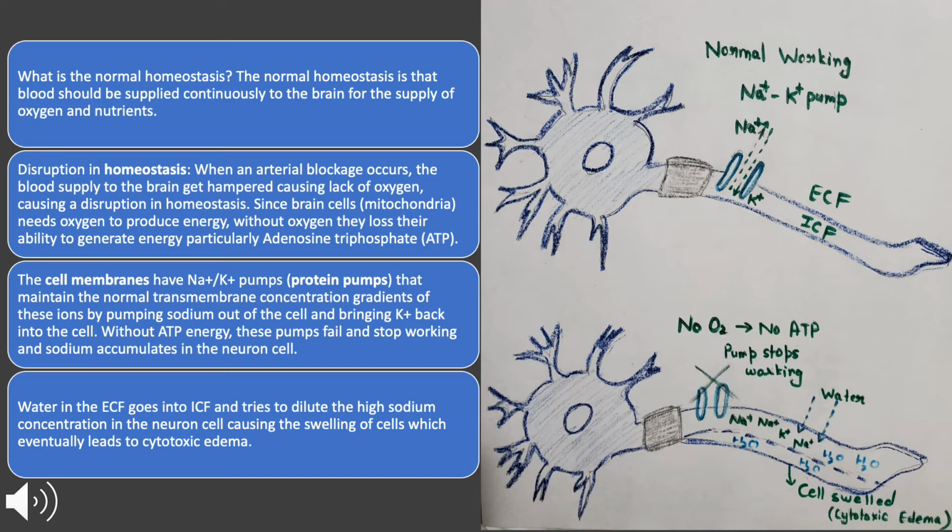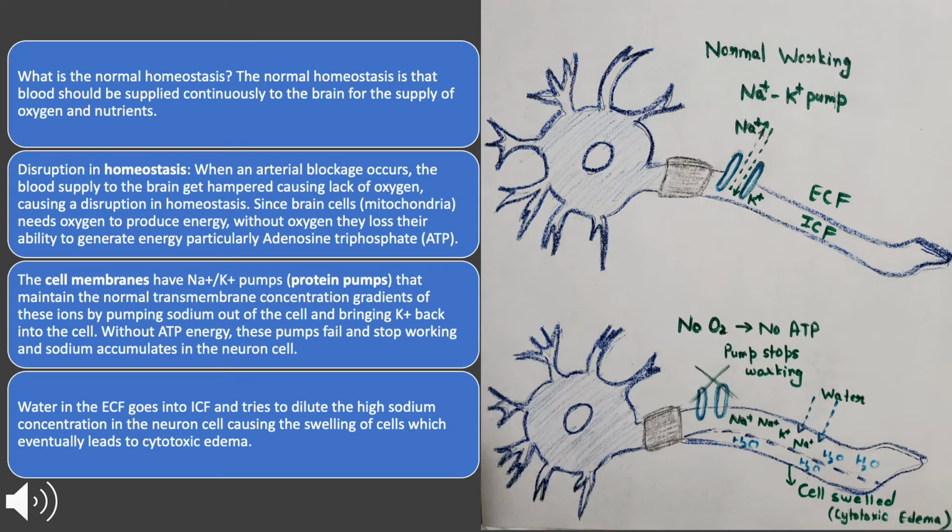Since brain cells, especially mitochondria in the cells, use oxygen to produce energy, without a sufficient supply of oxygen they lose their ability to generate energy, particularly ATP. The cell membranes have sodium-potassium pumps. These pumps maintain the normal transmembrane concentration gradients of these ions. They pump sodium out of the cell and bring potassium back into the cell. Without ATP energy, these pumps fail and stop working.